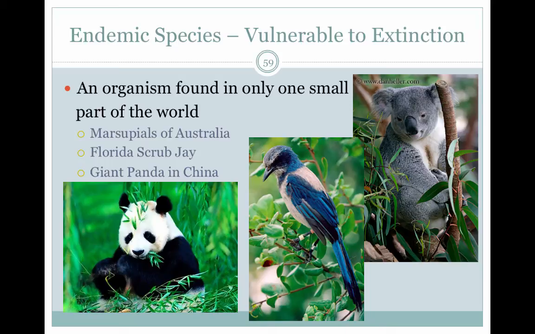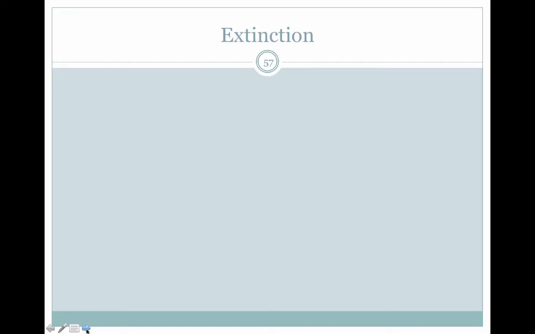This is a case, by the way, where you need to memorize at least one endemic species in case that pops up on the national exam. Not only what it is, but where you find it. Giant panda in China. Any of the marsupials in Australia, this is a koala, or the Florida scrub jay. All of these dudes you only find in one tiny place in the world. All right.